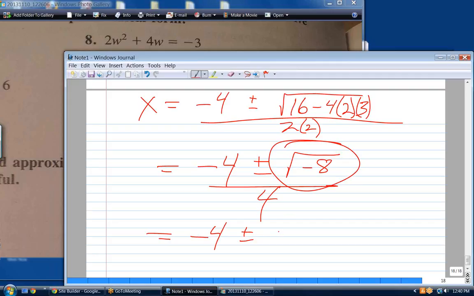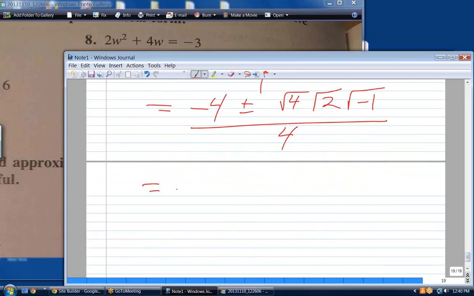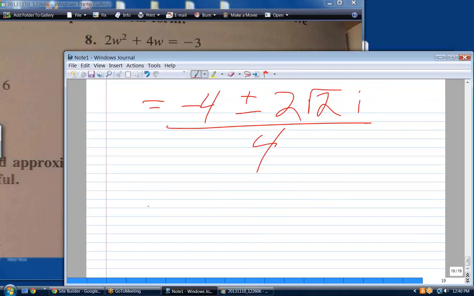Square root of 4 and square root of 2. So it's the square root of 4 times the square root of 2 times the square root of minus 1, correct? Now simplify that. The square root of 4 is 2. Now one last simplification to get it into A plus BI format.